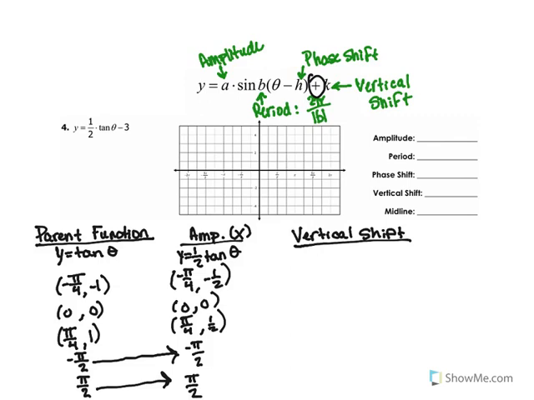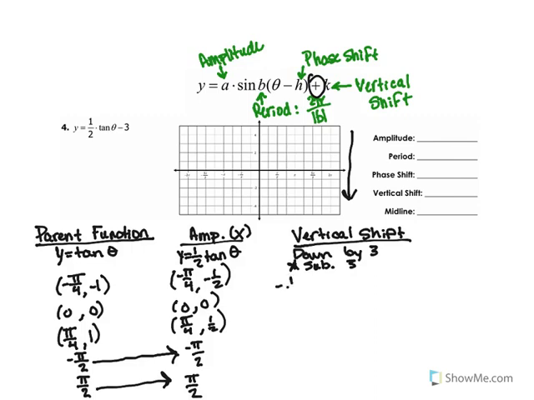So it says minus 3. That means we're going to move down by 3. So that means all of those y values, we're moving down. So that's the y direction. So we're going to subtract 3 from all of those y values. So I'm going to write subtract 3.